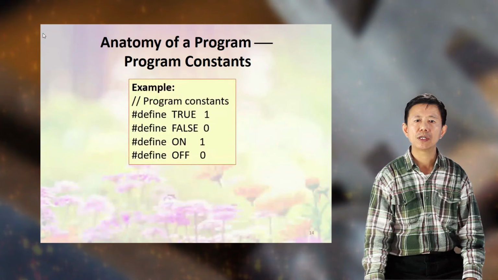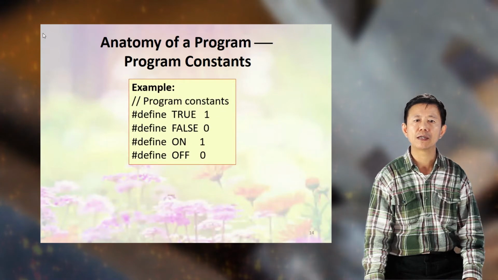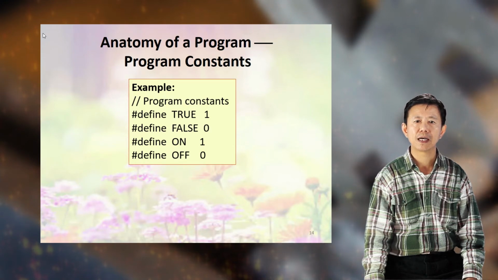For example, it will be easy to read a program with decision processing by defining the value of true and false, and the status of a switch by defining the value of on and off.